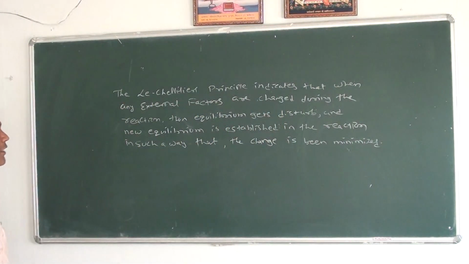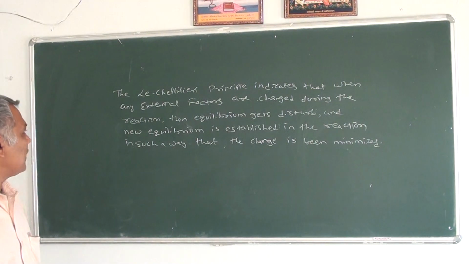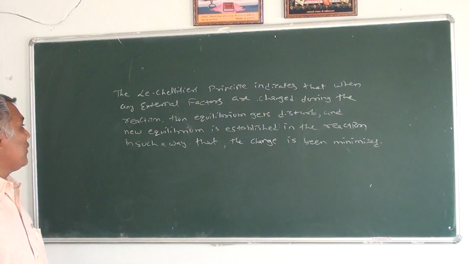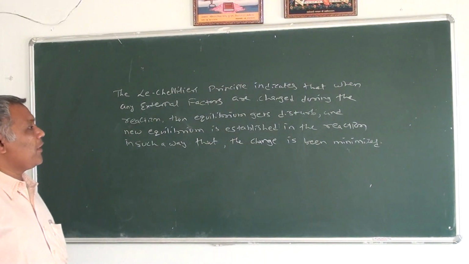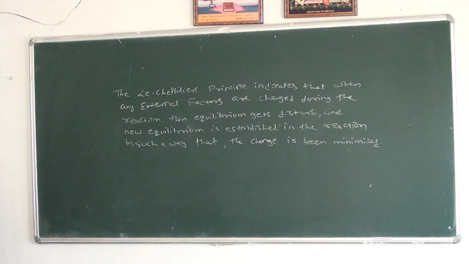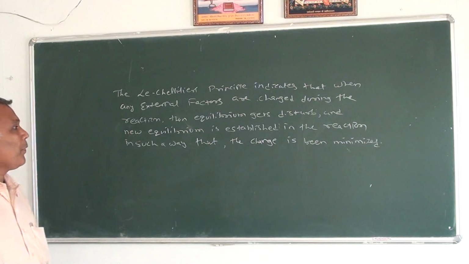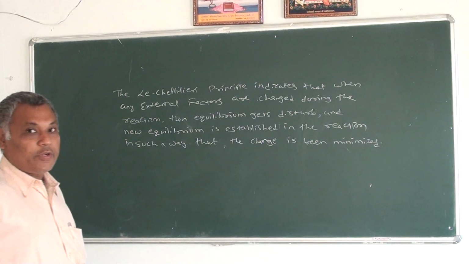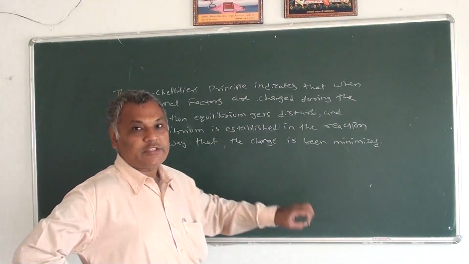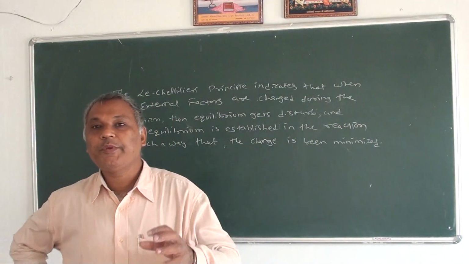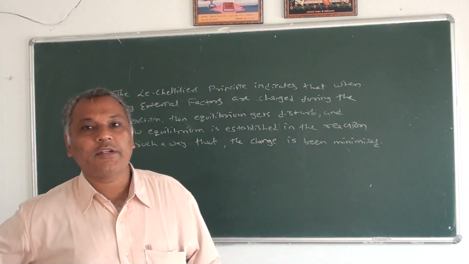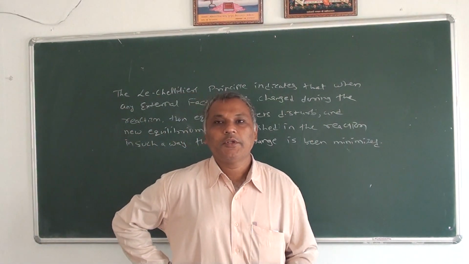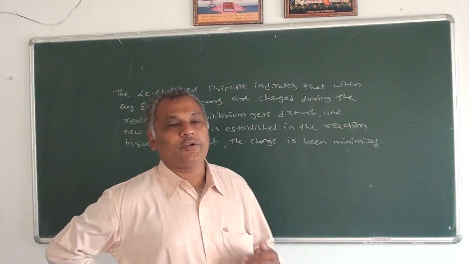What does the principle indicate? Le Chatelier's principle indicates that when any external factors are changed during the reaction, the equilibrium gets disturbed, and the new equilibrium is established in such a way that whatever change is done during the reaction is minimized. If you increase the temperature, it will proceed in such a way that it will reduce the temperature. If you decrease the temperature, it will increase it.